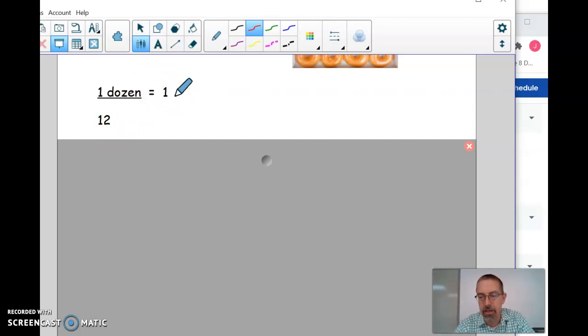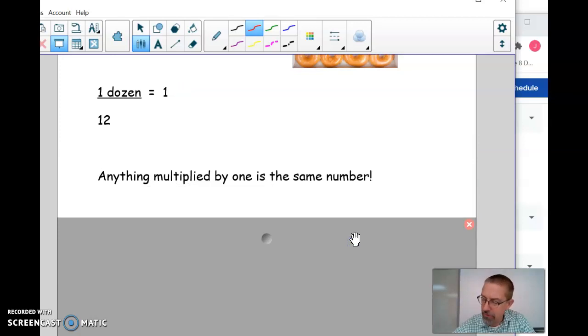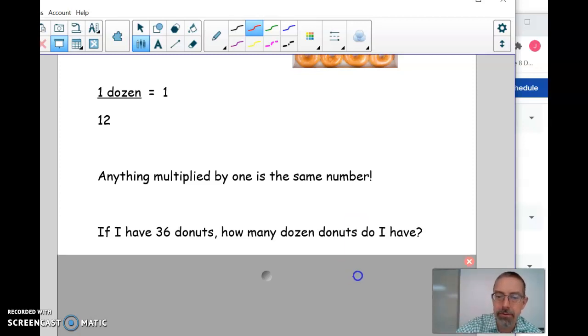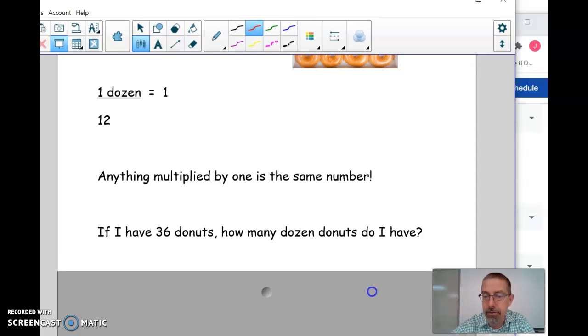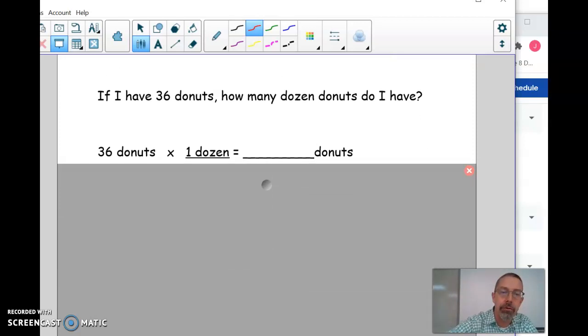It's the same as saying 3 divided by 3. It's the same number. 1 dozen is exactly the same as 12. Now, this might be stating the obvious, but anything multiplied by 1 is the same number. You're going to see why this is important when we do dimensional analysis. So let's say I have not a dozen donuts or 12 donuts, I've got 36 donuts. How many dozen donuts do I have? This is the first example problem on that tab, so you can fill it in as you go through here.